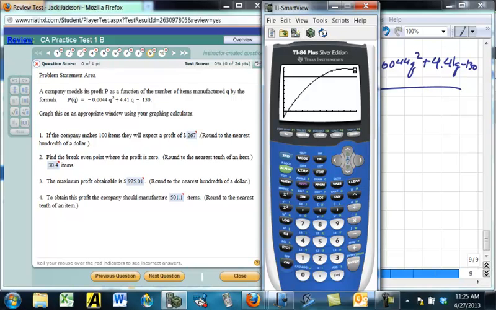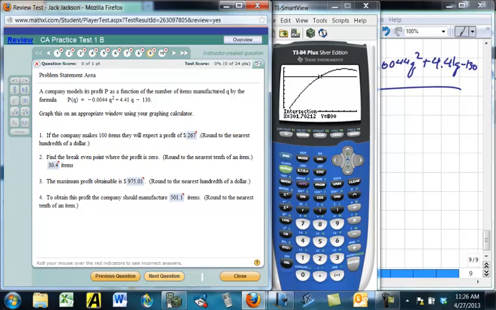We can go to calc, which is second trace, and we want to find the intersection, number 5. First curve is identified as y1, enter. Second curve is y2, that's good, enter. Guess, enter. And you can see that it's about 301.7 items. So that's how you can take a y and find an x. They didn't ask that on that question, but that's a common thing that we might want to do.